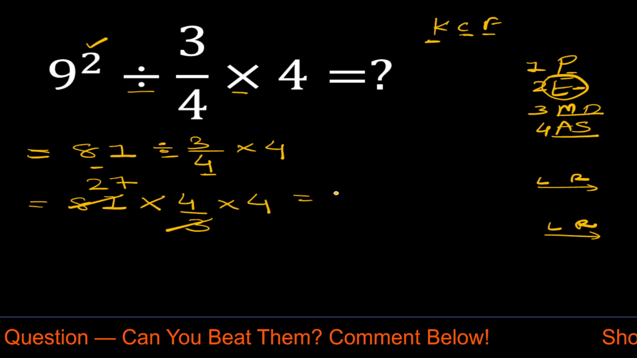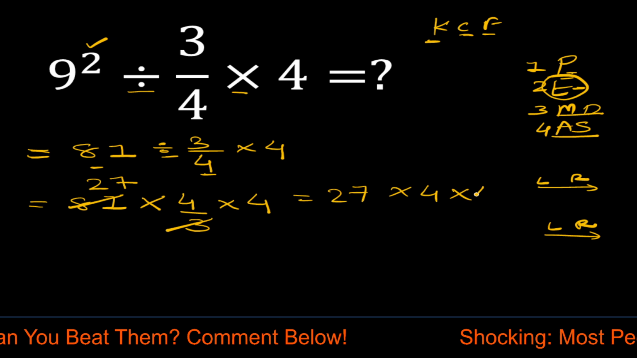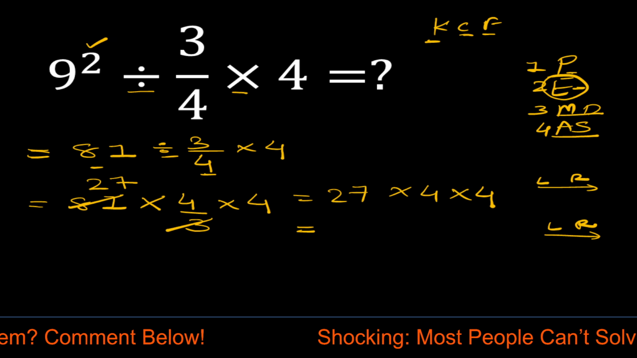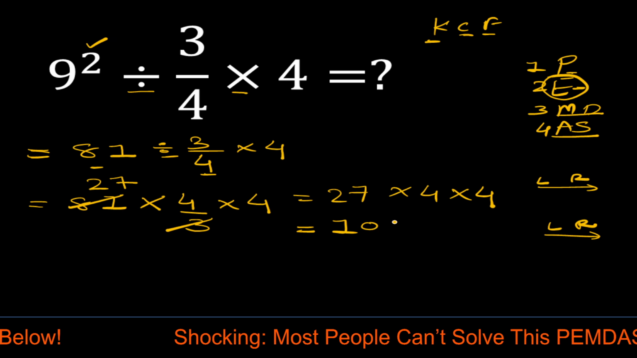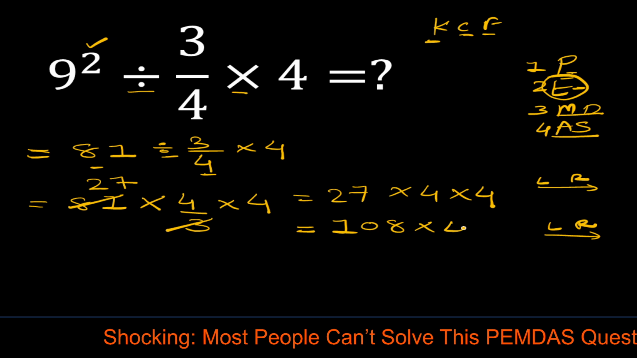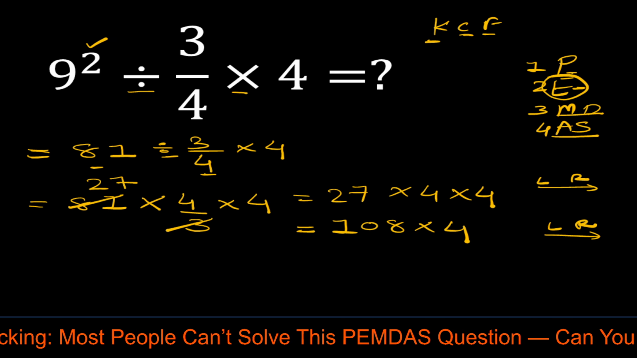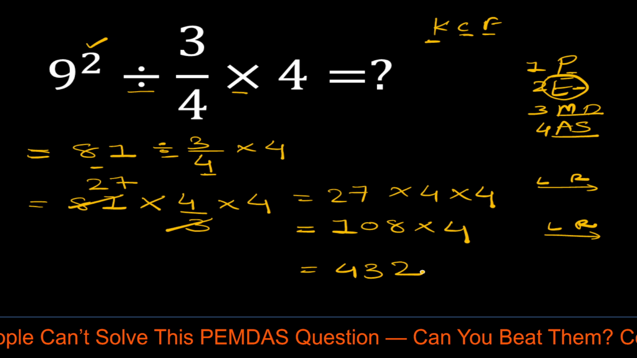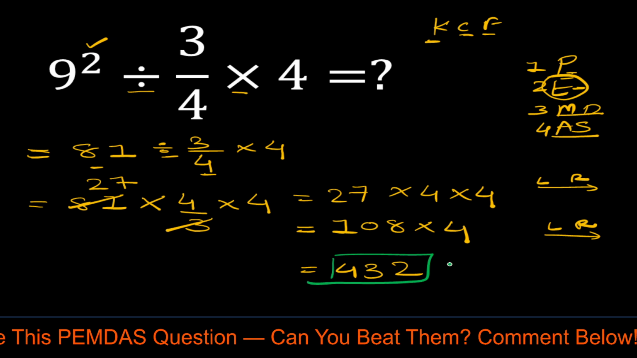So now we have 27 times 4 times 4, right? So now 27 times 4 is equal to 108. Multiply 4. Now 108 multiply 4 is equal to 432, right? So the correct answer is 432.